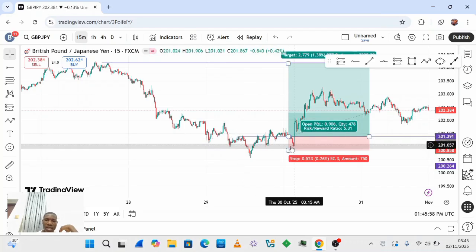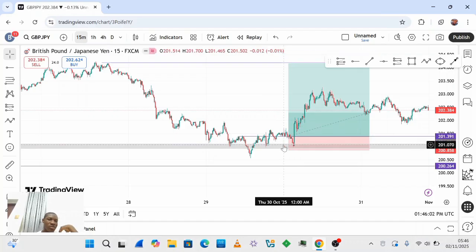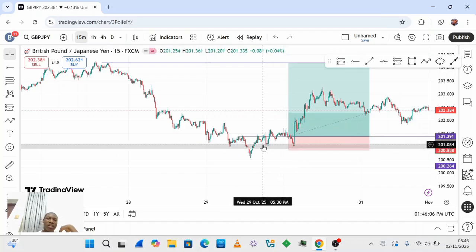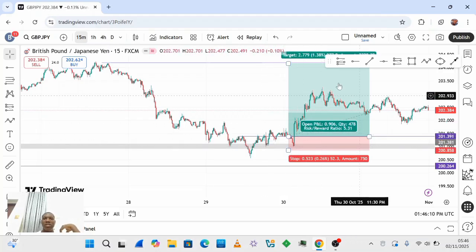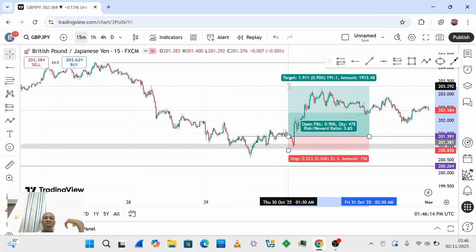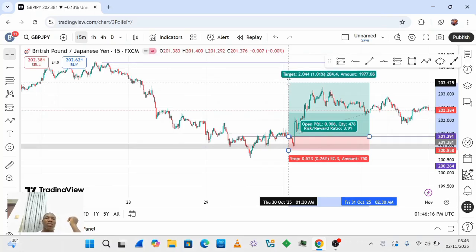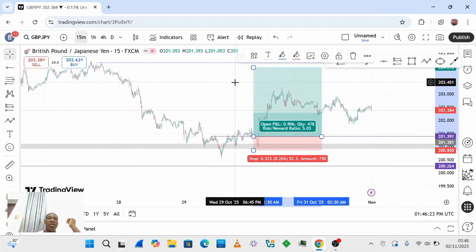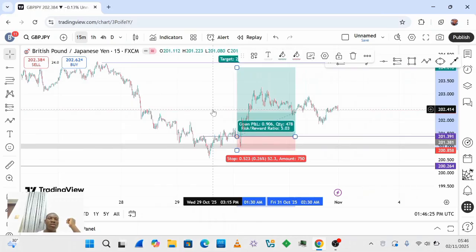Then when it came back, you know that this is just a retracement. It's temporary. It's not going to last long. So your stop loss should be below the level that you broke. And this is it. This is almost 1 to 3 risk to reward in this trade. And the trade will still go up to this level here, to this place.